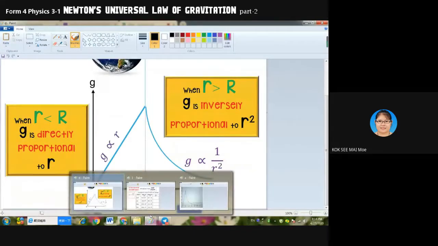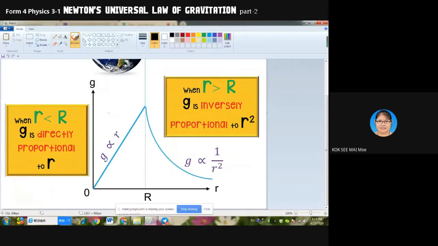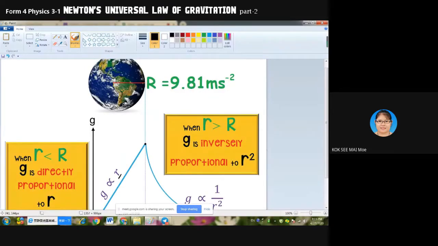I told you already, this part is less than the R. Less than the R, g is directly proportional to the R. So from here, that means inside the earth, g is increasing with the radius. Until where? Until the maximum. This one means the surface of the earth. That's the maximum part, until here only.